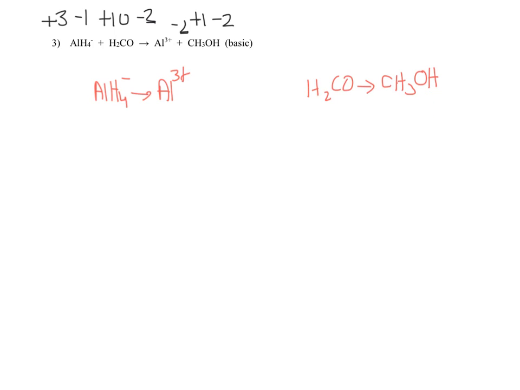4b says balance the hydrogens using H+. So this one has 4 hydrogens. This one doesn't have any, so we need 4 H+ on this side. The other one, we have 2 hydrogens here. We have 4 here. So we would need 2 H+ on this side.